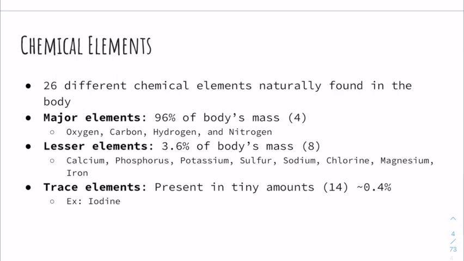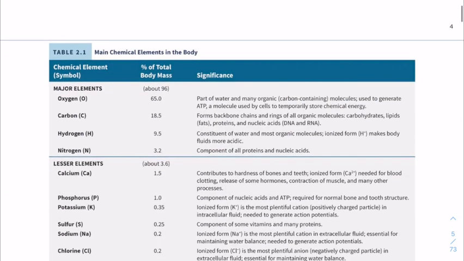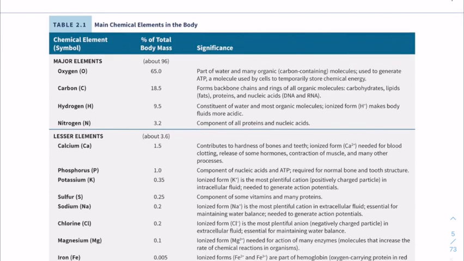I have a chart here to show, again, here's our major elements, and we look at each major element like oxygen. It's part of water. It's part of many carbon-containing molecules. It's used to help generate ATP for energy. Carbon forms chains for molecules. Carbohydrates, we'll look into what those look like. Lipids, proteins, nucleic acid, which is your DNA and your RNA. Hydrogen, that's used to make water. There's also hydrogen ions found around your body. We have nitrogen. They're used for proteins and nucleic acids.